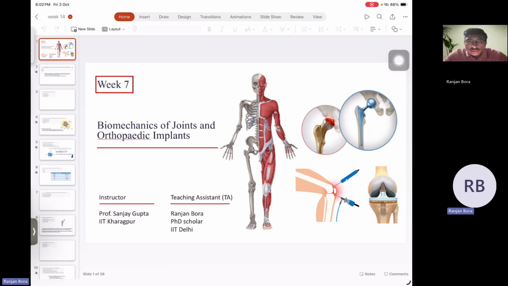Good evening. My name is Ranjan Bora, and I am one of the TAs in this course, Biomechanics of Joints and Orthopaedic Implants. This course is instructed by Professor Sanjay Gupta from IIT Kharagpur. From the start of the course, I have been taking the tutorial lectures every Friday, from 6 p.m. to 8 p.m. I have already taken six tutorials over the past 6 weeks and uploaded those videos to my YouTube channel. You can find the links to those videos from the NPTEL website of this course.